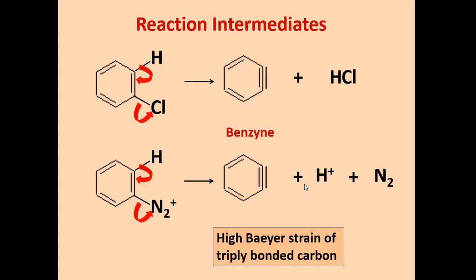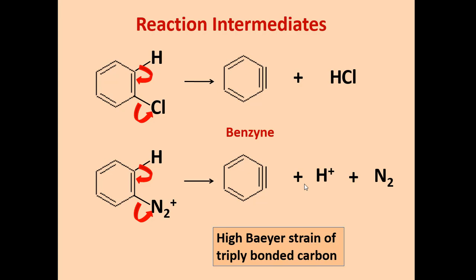This benzyne intermediate, look at the carbon-carbon triple bond itself alone. The triply bonded carbon is an sp hybridized carbon. The two carbon atoms which are triply bonded are sp hybridized carbon atoms. This is similar to what you have in acetylene, H, C, triple bond C, H. The bond angle is 180 degrees.